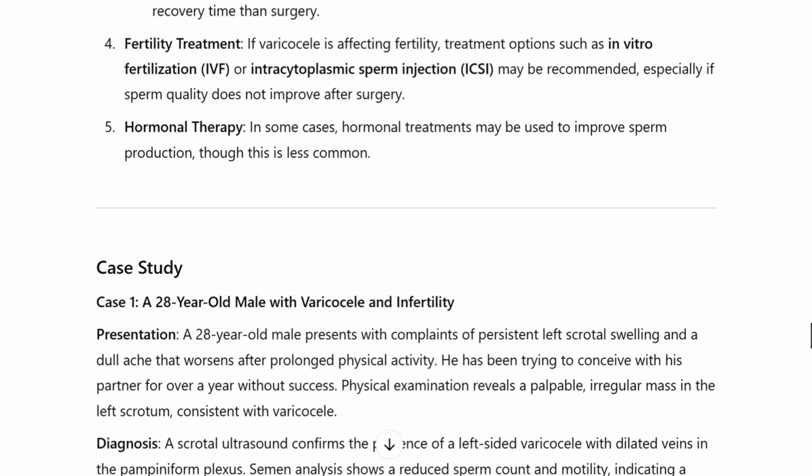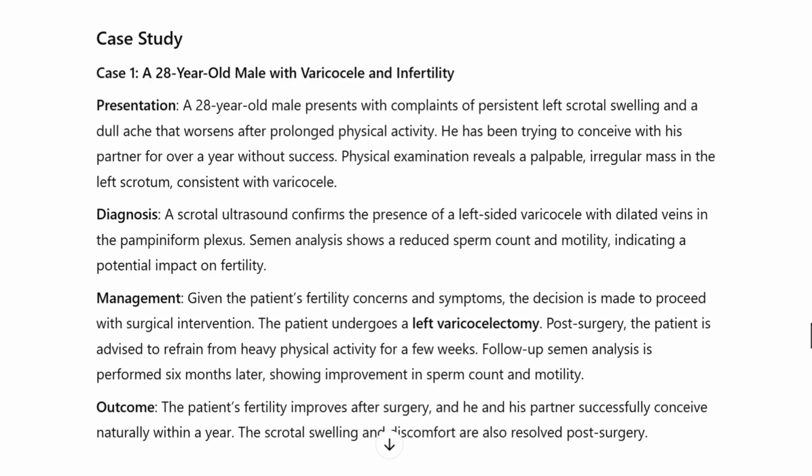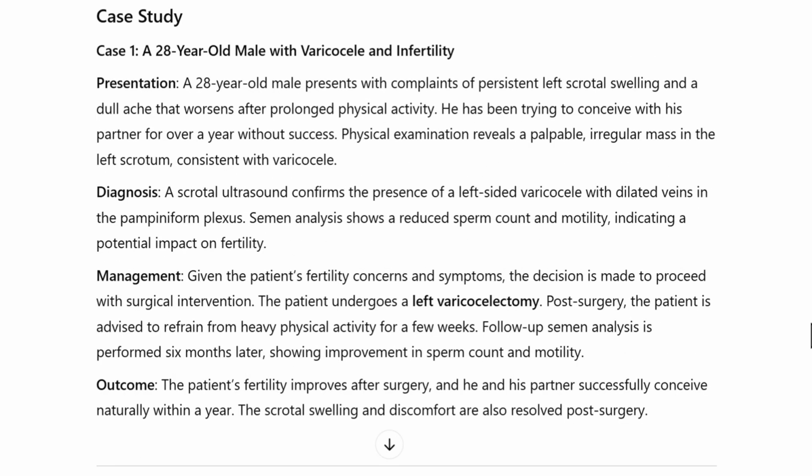Case study. Case 1. A 28-year-old male with varicocele and infertility. Presentation. A 28-year-old male presents with complaints of persistent left scrotal swelling and a dull ache that worsens after prolonged physical activity. He has been trying to conceive with his partner for over a year without success. Physical examination reveals a palpable, irregular mass in the left scrotum, consistent with varicocele.